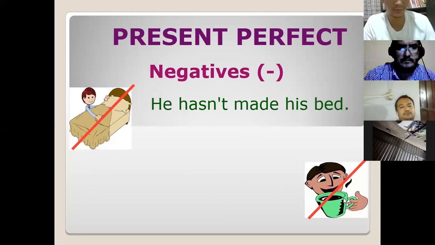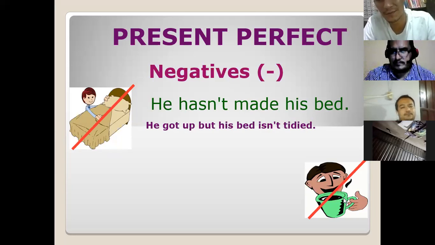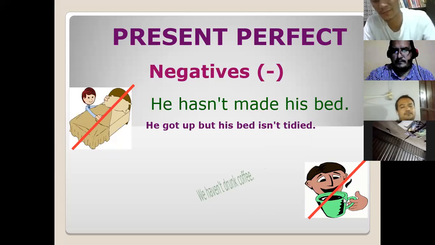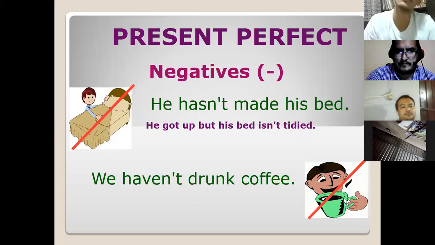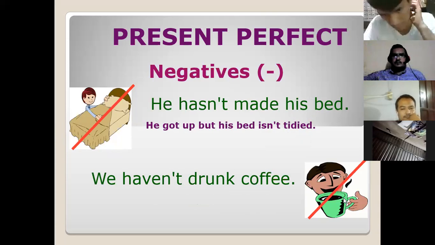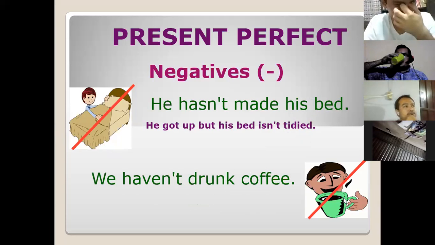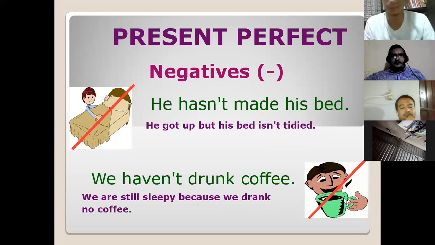Negative. He hasn't made his bed. Has plus not, hasn't. Y luego tenemos made. He got up, but his bed isn't tidied. We haven't drunk coffee. Entonces decimos drink, drank, drunk; el pasado es con A y el pasado participio es con U. We haven't drunk coffee. We're still sleepy because we drank no coffee.